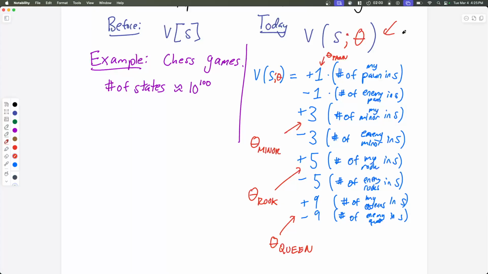Yeah? Could you have a theta that depends on the state? What does it mean for theta to depend on the state? As in, you could have the value of the bond depend on the state.